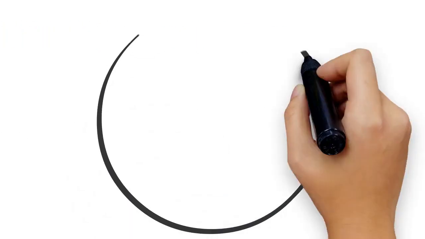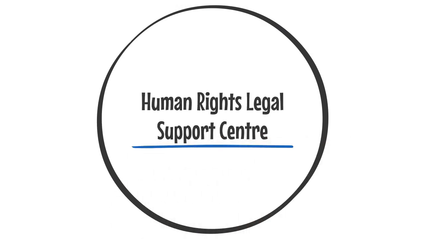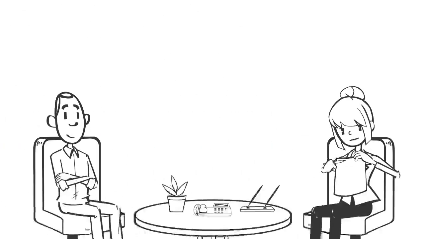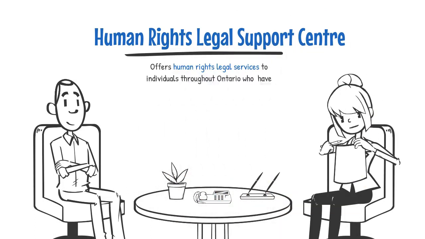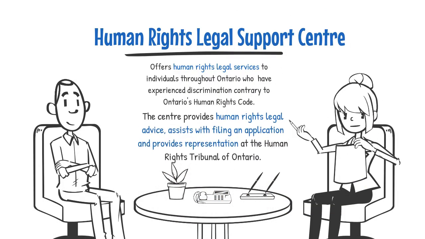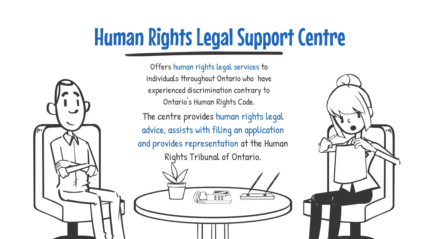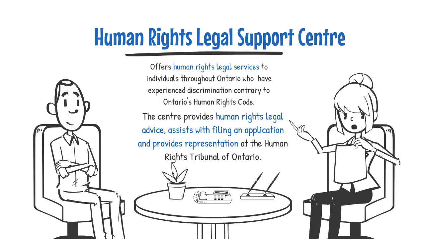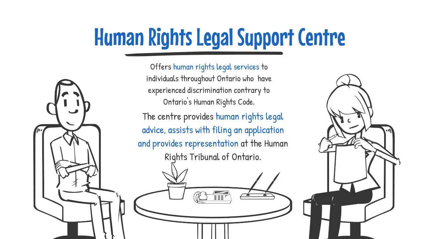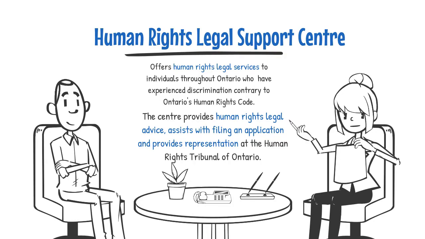Human Rights Legal Support Centre. The Human Rights Legal Support Centre offers human rights legal services to individuals throughout Ontario who have experienced discrimination contrary to the Ontario Human Rights Code. The Centre provides human rights legal advice, assists with filing an application, and provides representation at the Human Rights Tribunal of Ontario.